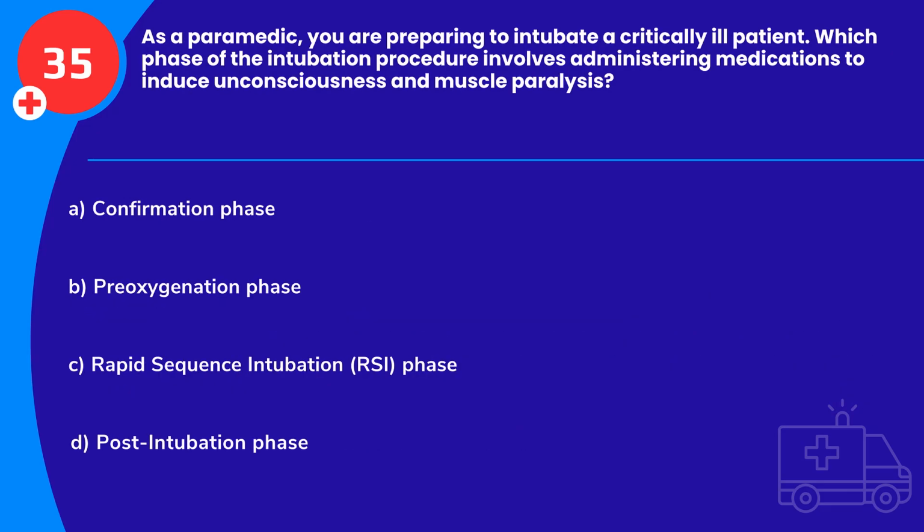Question 35. As a paramedic, you are preparing to intubate a critically ill patient. Which phase of the intubation procedure involves administering medications to induce unconsciousness and muscle paralysis? A. Confirmation phase. B. Preoxygenation phase. C. Rapid sequence intubation, RSI phase. D. Post-intubation phase.